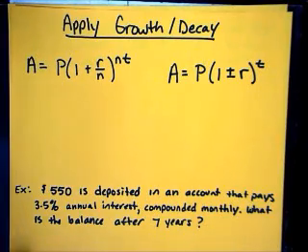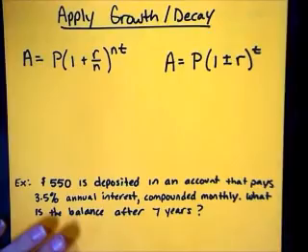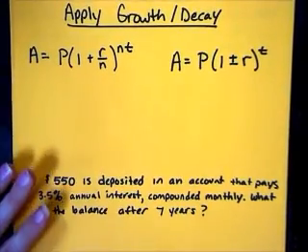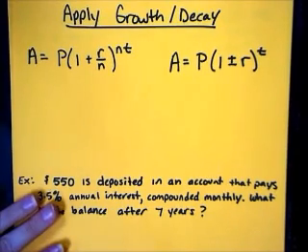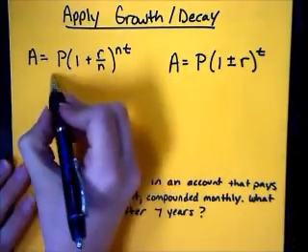Alright, today we're looking at applying growth and decay. So we're going to see why we have this exponential growth and decay thing. There are two equations, you just need to memorize them, they're not given to you, about growth and decay. This first one is going to be when we're talking about money compounded.